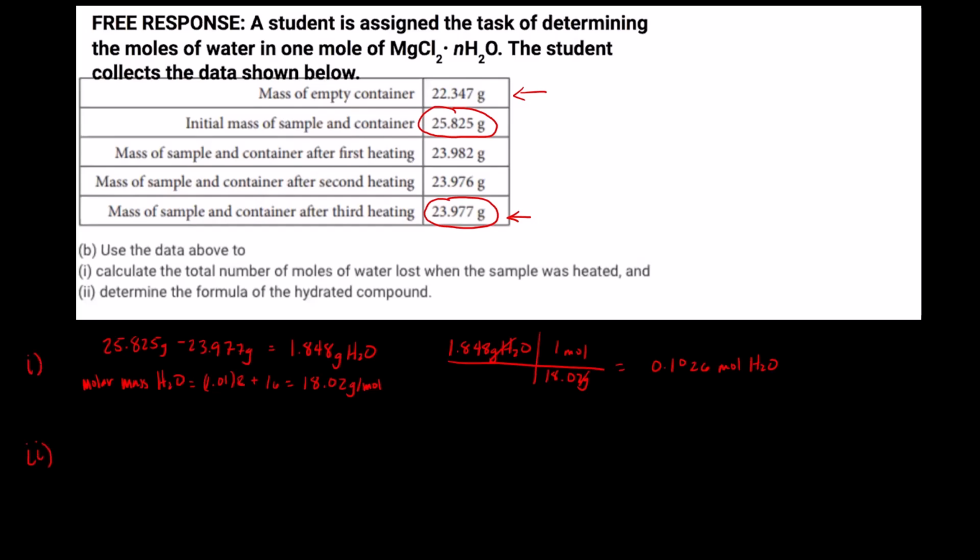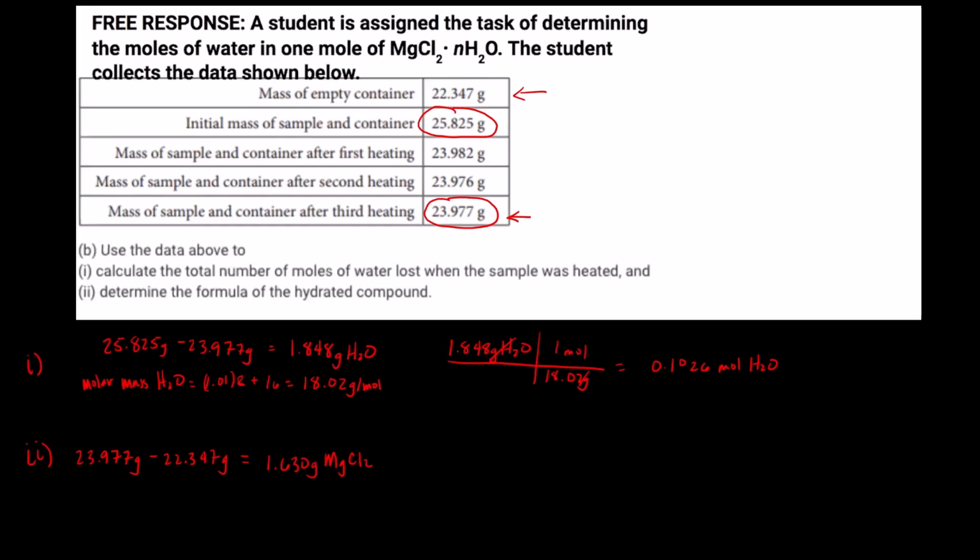So we're going to take 23.977 grams minus 22.347 grams, and that's going to give us 1.630 grams of MgCl2. So again, I'm going to explain one more time why I picked those two numbers.